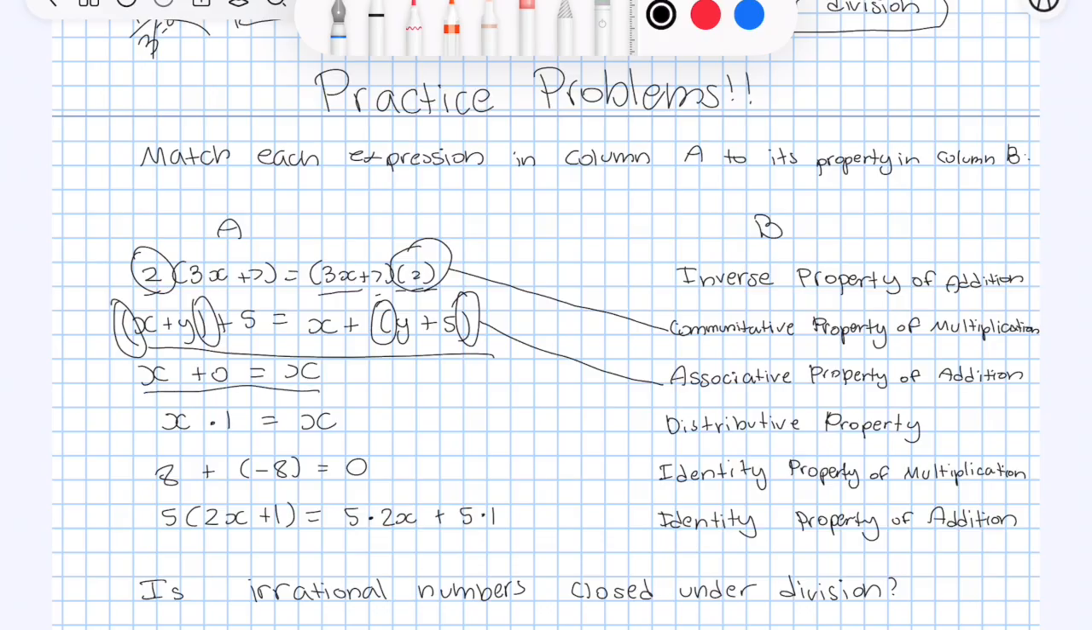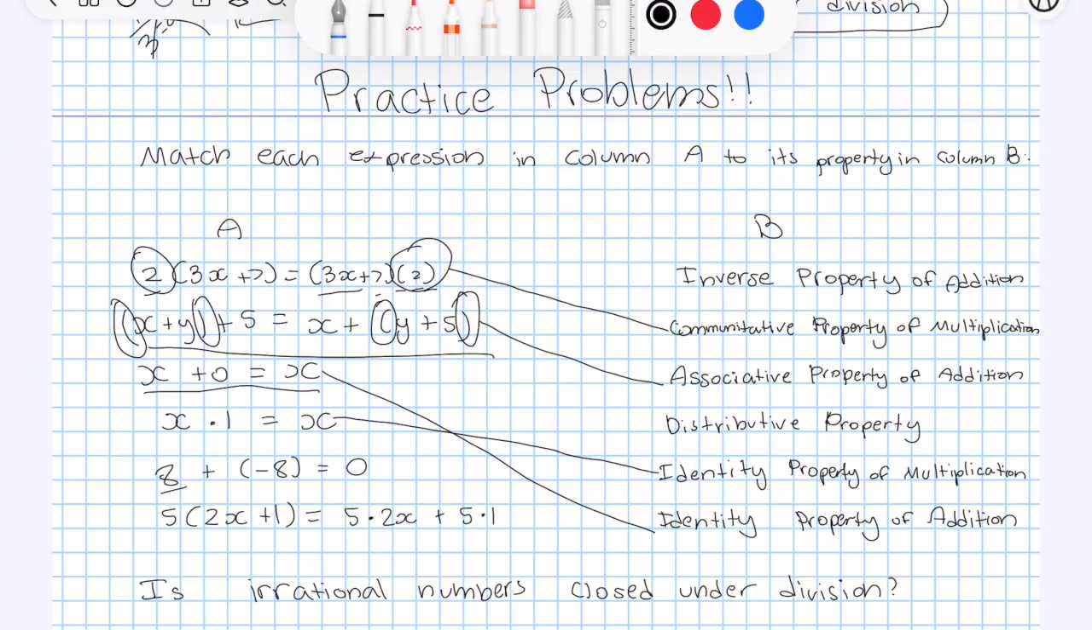Here, this one, x plus 0 is equal to x. This is an excellent example of the identity property of addition because x plus 0 is itself x. For the next example, x times 1 is equal to x. This is also another great problem to show the identity property of multiplication because 1 times x is x.